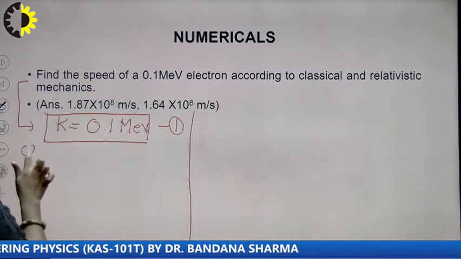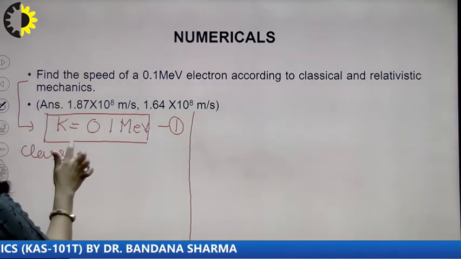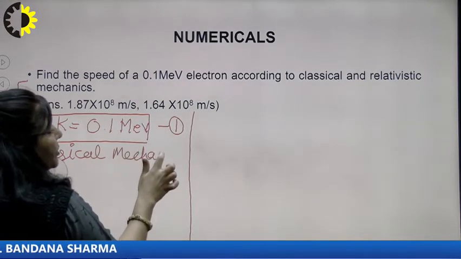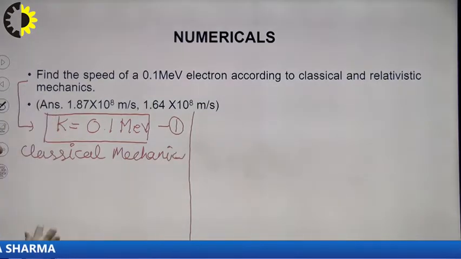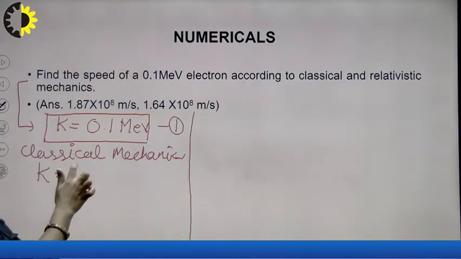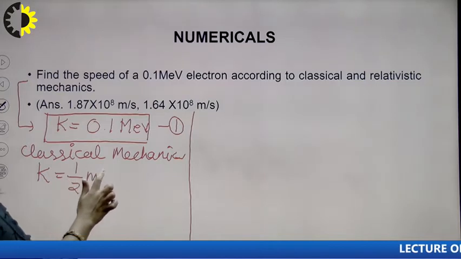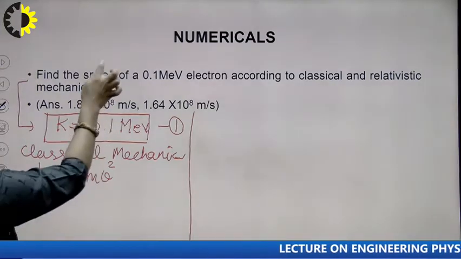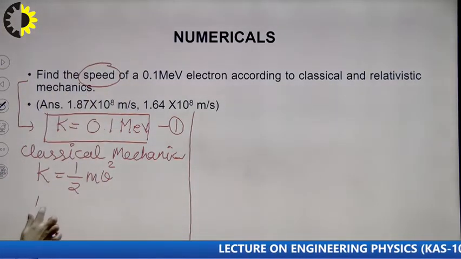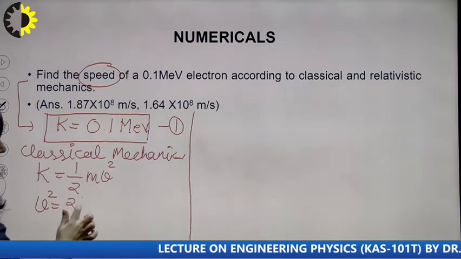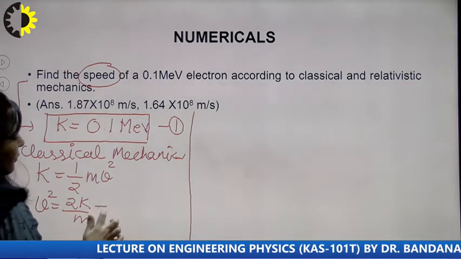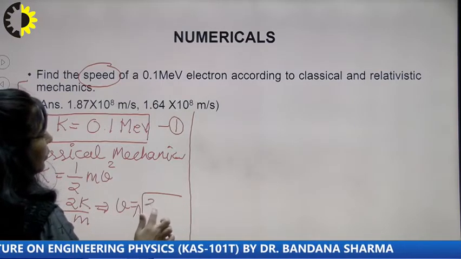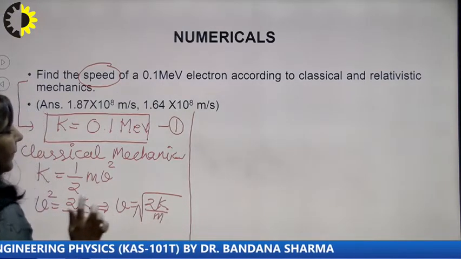First I am taking the case of classical mechanics. You all know what the formula for kinetic energy is. Kinetic energy is half mv square. What you require is to find the speed, so from here v square is equal to 2k upon m. What you require in this question is v, so this will be equal to root 2k upon m.